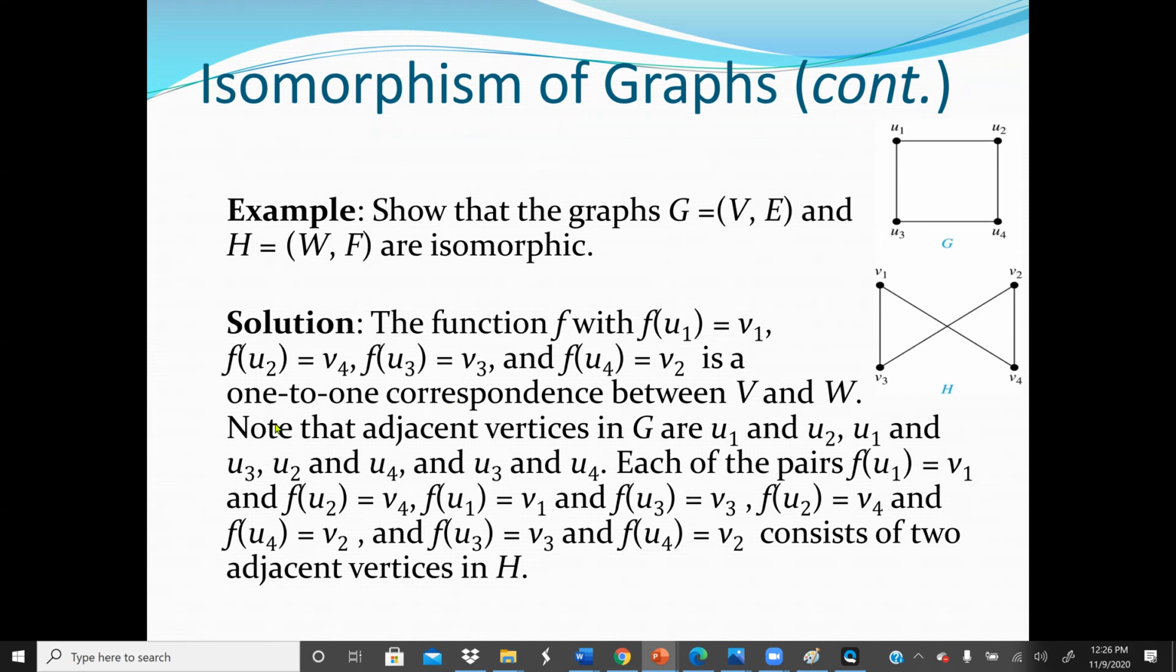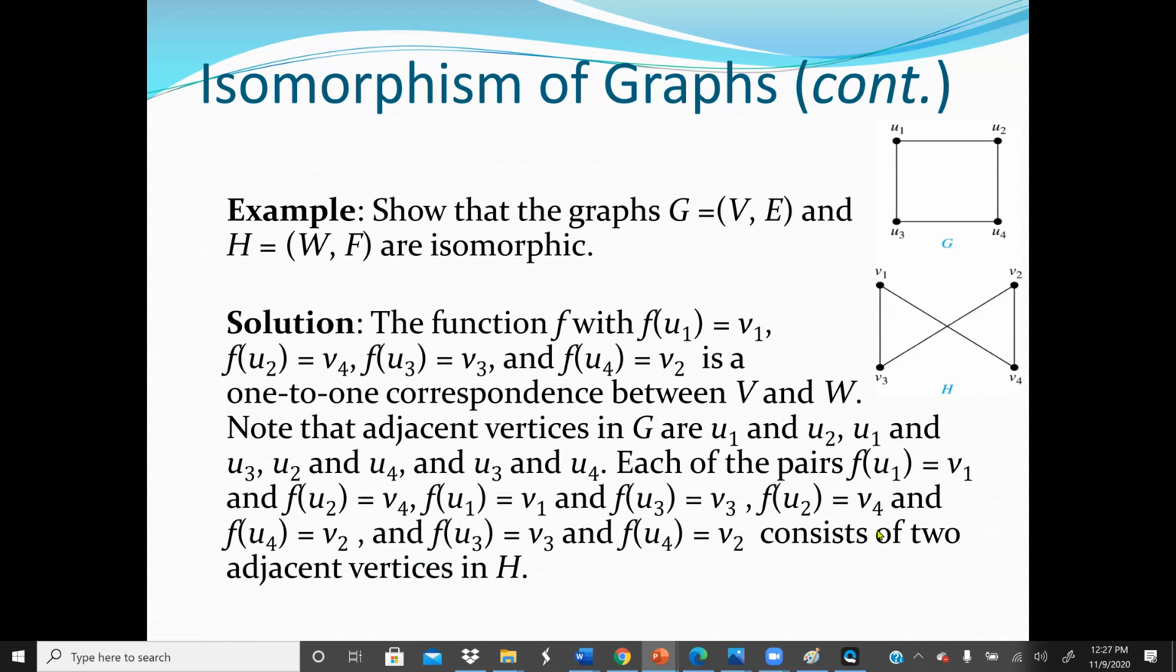Or if we are looking for one-to-one in a set, the number of elements in the two sets must be the same. So here they say we should know that the adjacent vertices in G are U1 and U2. You can see one adjacent U1, U2. Then we also have U1 to U3, and we also have U3 to U4 and U4 to U2. Then each of the pairs of F at U1 equal to V1 and F at U2 equal to V4, F at U1 equal to V1, and F at U3. So this tells us that they have the one-to-one correspondence.